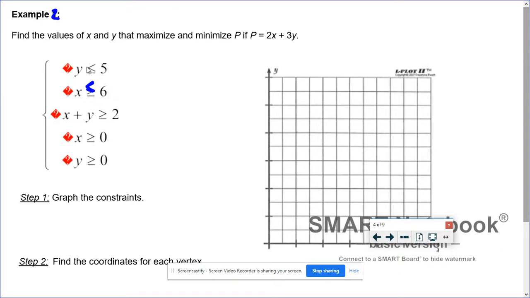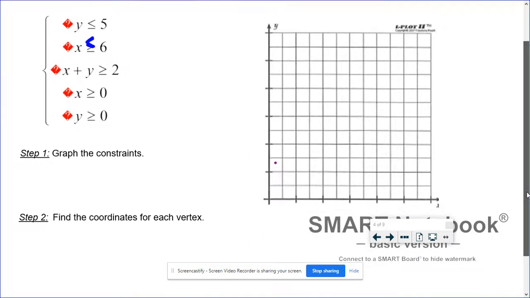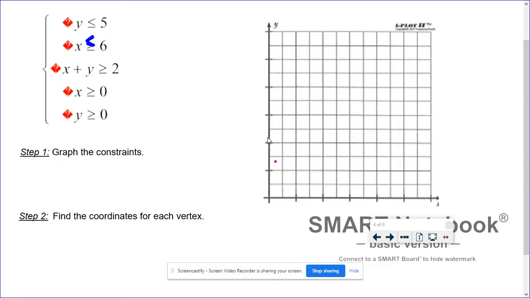So y is less than or equal to 5. That's a horizontal line at 5. So that would be here. It's going to be a solid line. And we're shading underneath it. I'm going to hold off on the shading until the end, though, because it'll be kind of obvious where to shade. I would also be using a straight edge if I was doing this by hand. X less than or equal to 6 is going to be a vertical solid line through 6.